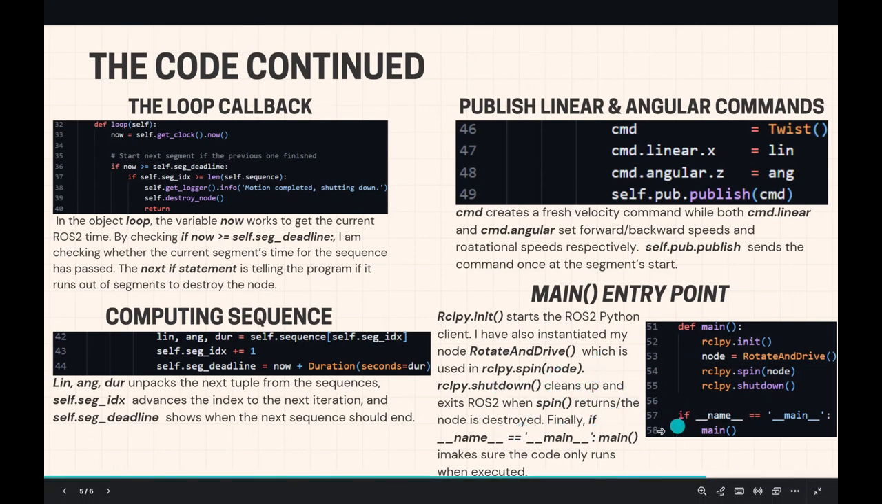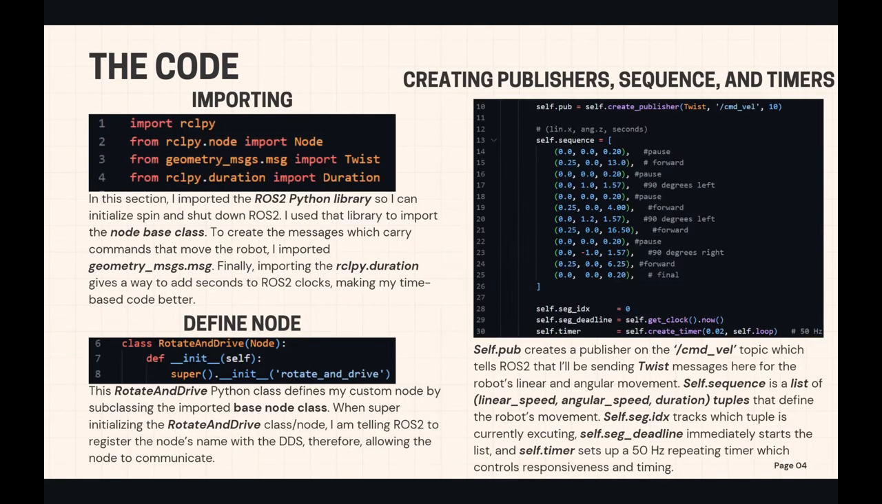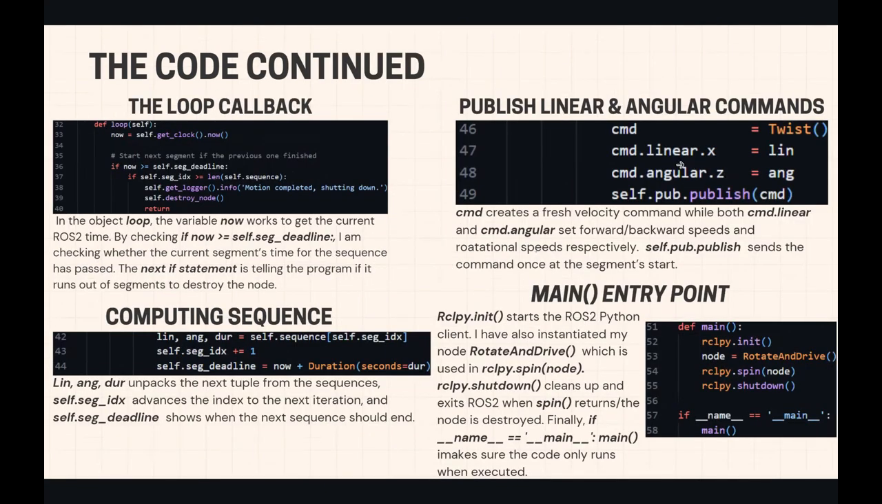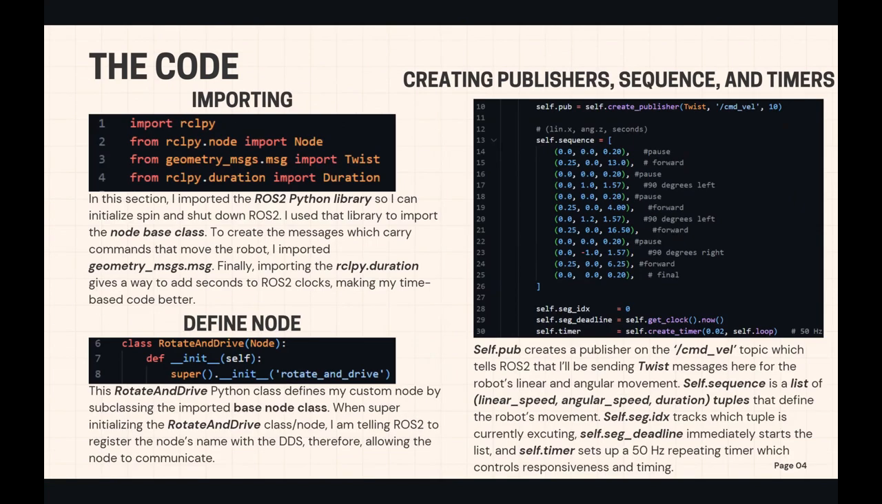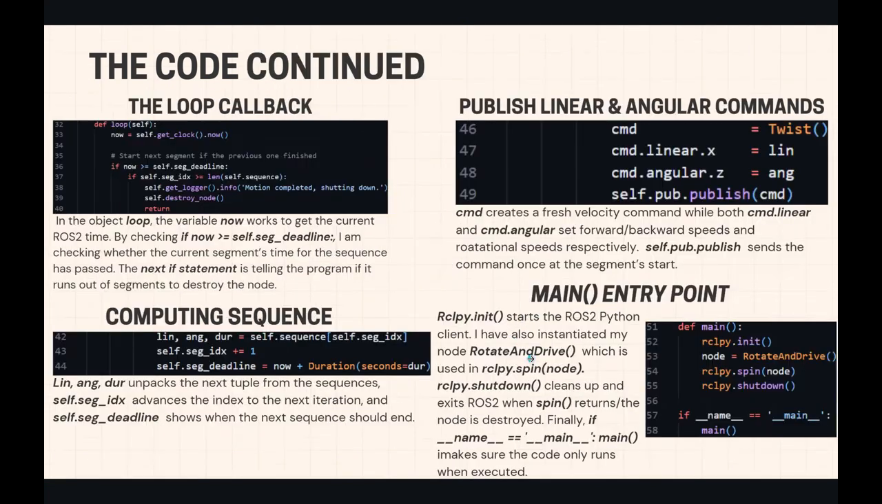And now we need the if __name__. This is for every code, just to make sure the code only runs when it's executed. So now that's going to be all of my code. To overview, I created a time-based code using the ROS2 Python library. I imported Node to subclass, as well as the geometry messages. I imported Twist for my angular and linear velocity, as well as Duration to better my time-based code.